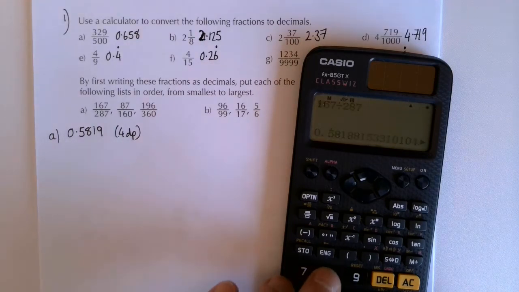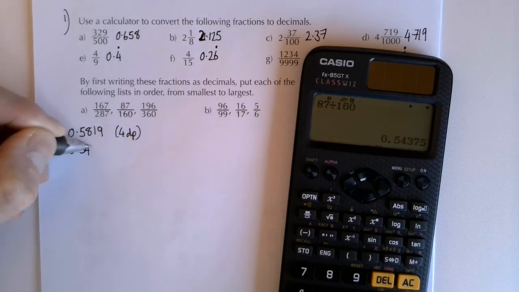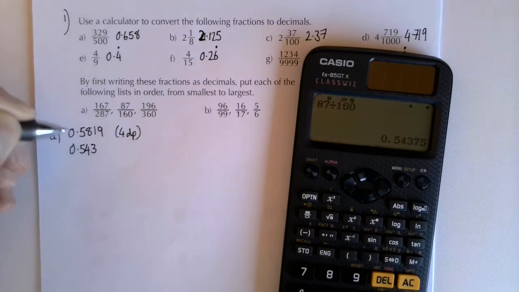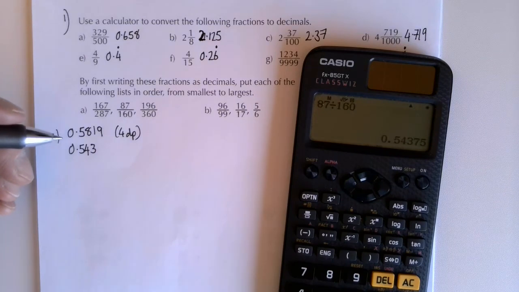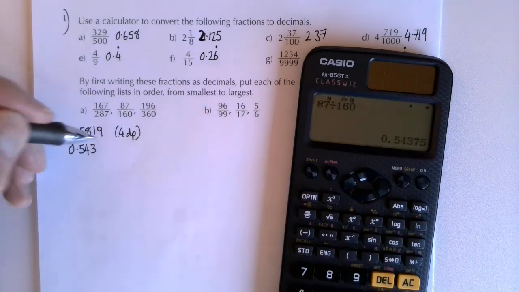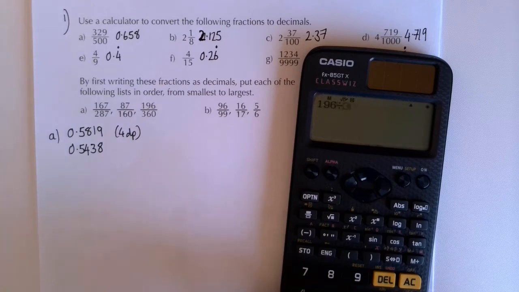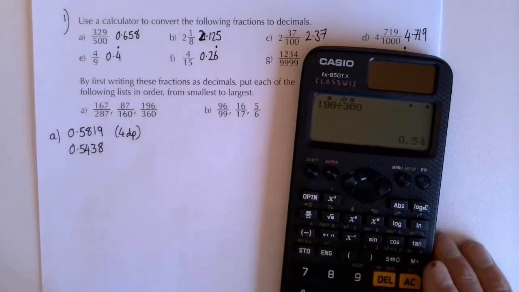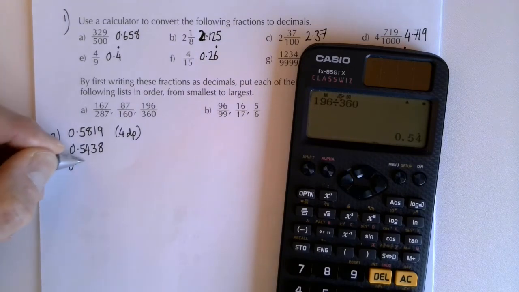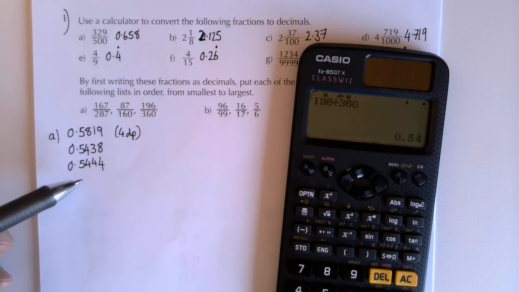Okay, let's try the next one. Okay, so that's 0.54375. So if I've now decided to go to 4 decimal places, that's 5437, but the next digit is a 5, so that's 5438. And then 196 divided by 360, and that's 0.54 recurring, so to 4 decimal places that would be... Okay, so I've chosen to round to 4 decimal places, and I've written all of them at 4 decimal places.